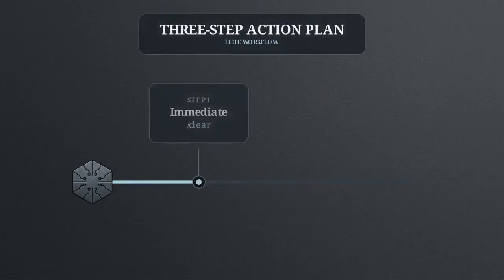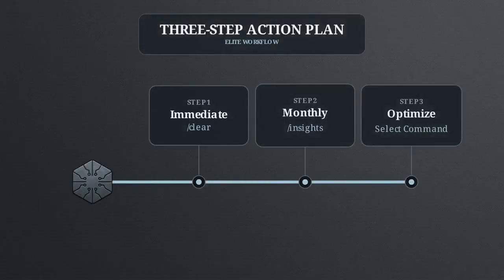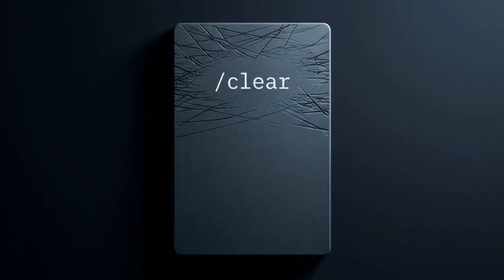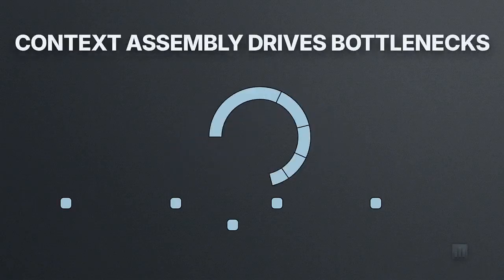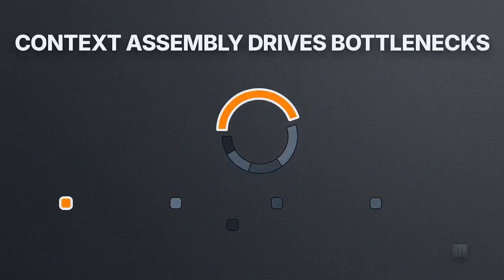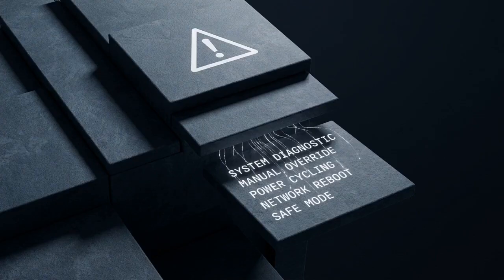To prevent system shock, follow a strict 3-step action plan. Step 1, use the clear command tomorrow. This is the smallest change you can make to instantly stabilize your current workflows. Step 2, at the end of the month, generate that HTML audit report. Use it to gather hard data on where your time is actually being spent. Step 3, select your next command based strictly on the bottlenecks that the report identified.